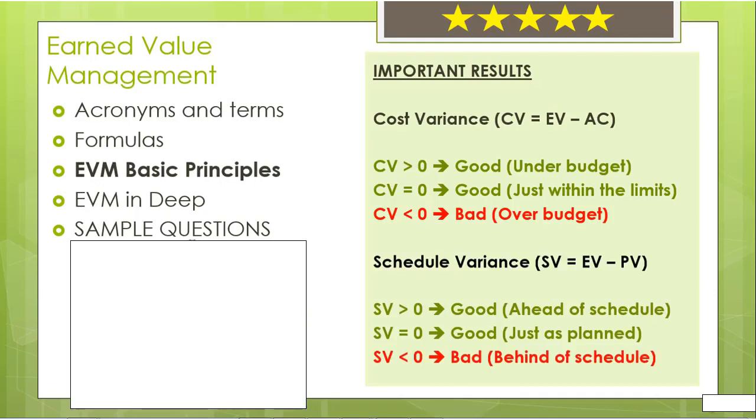Schedule variance. Schedule variance formula is earned value minus planned value. Schedule variance tells us if we are ahead or behind the schedule. If SV is greater than 0, this means we are ahead of schedule, and this is good. If SV equals 0, we are doing work just as we planned, and this is also good. If SV is less than 0, then this means we are behind the schedule, and as you can guess, this is bad.